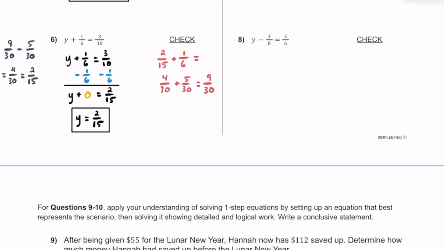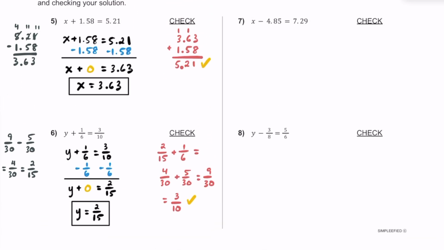And what's a common factor between 9 and 30? I think we can divide top and bottom both by 3, right? So if you do that, 9 divided by 3 is going to be 3. And then 30 divided by 3 is going to be 10. So you can see this 3/10 matches the 3/10 we had earlier. So this does check out, and y does equal 2/15. All right, let's check out number 7.